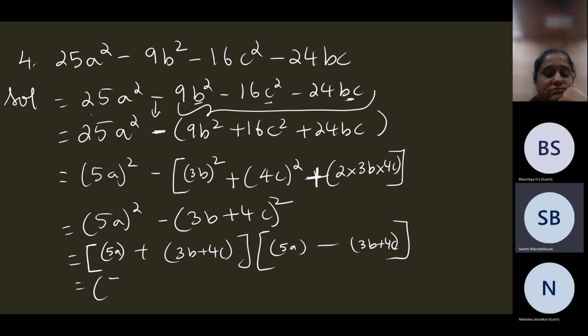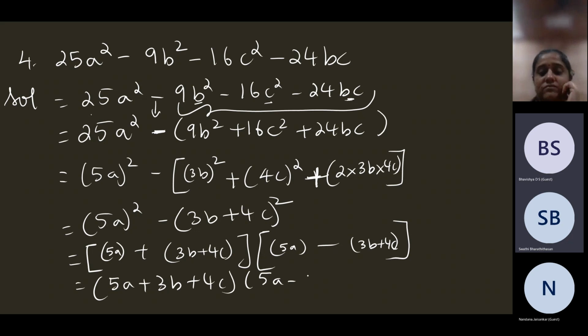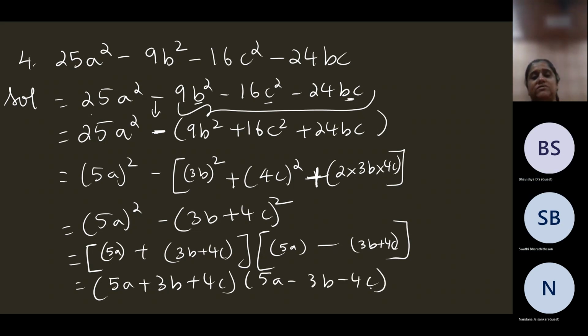And we remove the square bracket and write 5a plus 3b plus 4c and 5a minus 3b minus 4c. Very good. This is the answer. Factorize means the final answer should be a product of the factors. So the two factors of the given expression are 5a plus 3b plus 4c and 5a minus 3b minus 4c. You can clearly see that the final answer is a product of the factors.